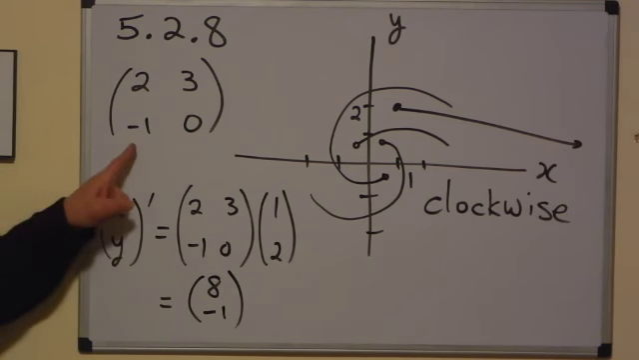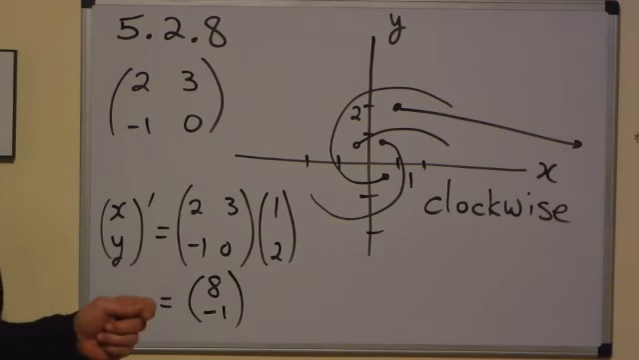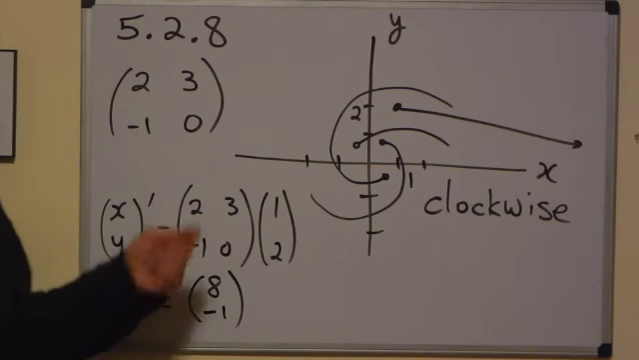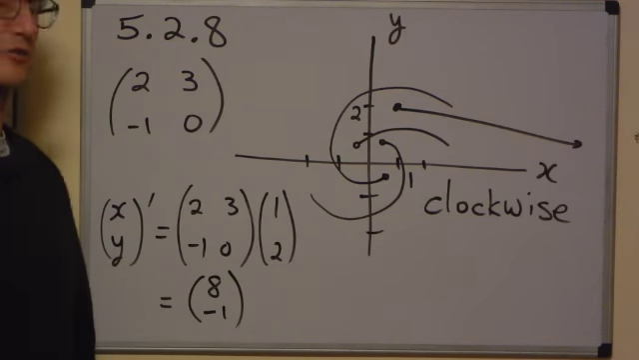The system that we were looking at is this one. We decided that it was a spiral source, meaning moving out, and here's a bit of a picture of it.